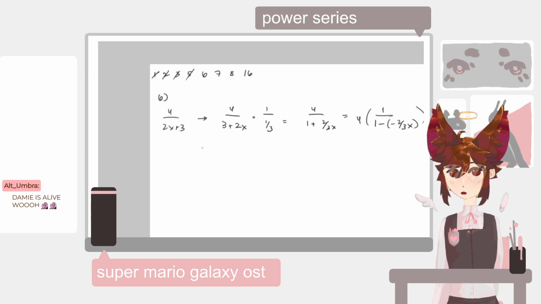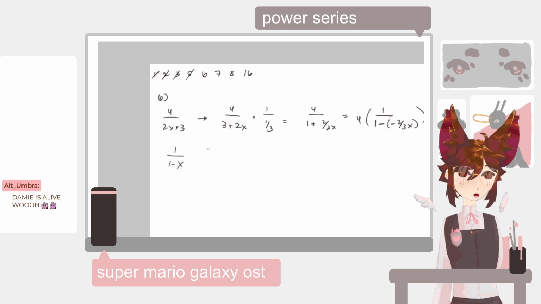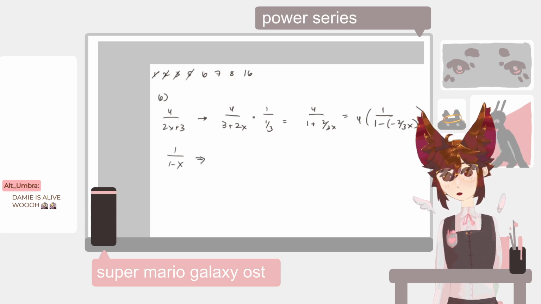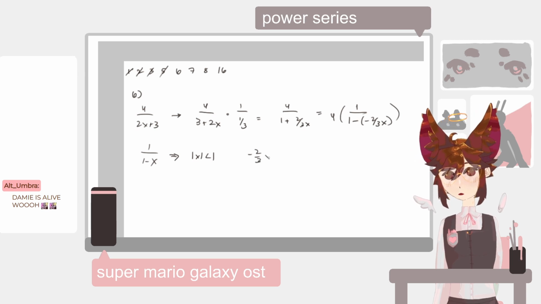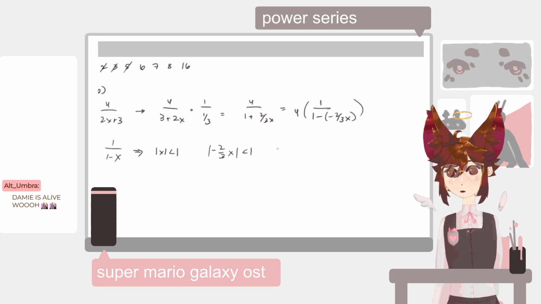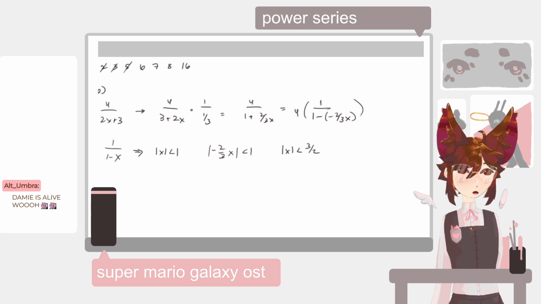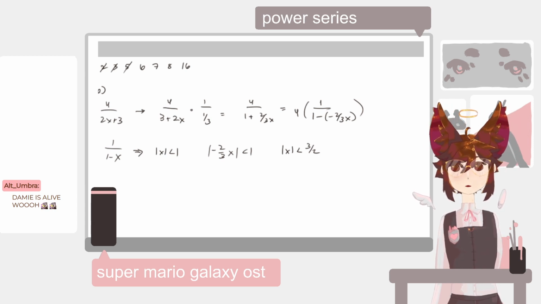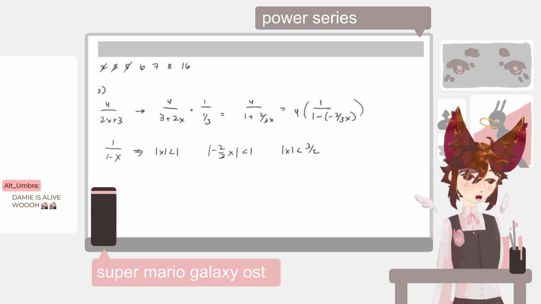Also, so we know the radius of convergence of 1 over 1 minus x. Sorry, 1 over 1 minus r, 1 over 1 minus x. This is going to be absolute value of x less than 1. So I'm just going to skip that. So negative 2/3 x less than 1. So absolute value of x is less than 3/2. Let's see if that should be right. Unless I missed the 4. Oh, well, we're never going to be able to know because it's an even numbered question.